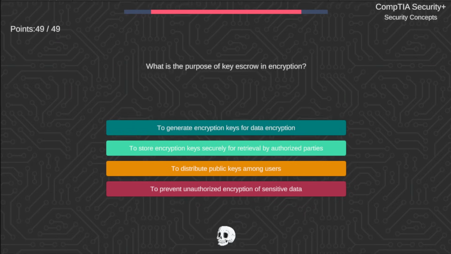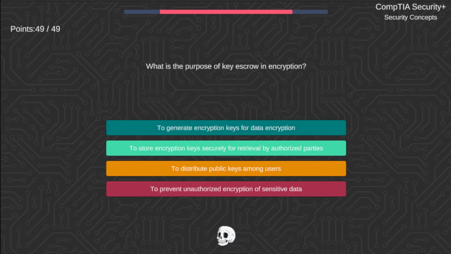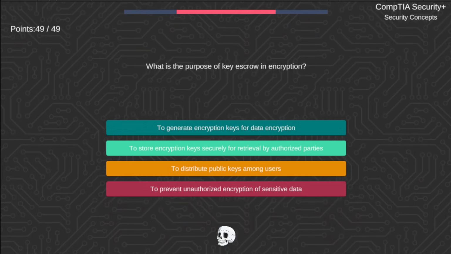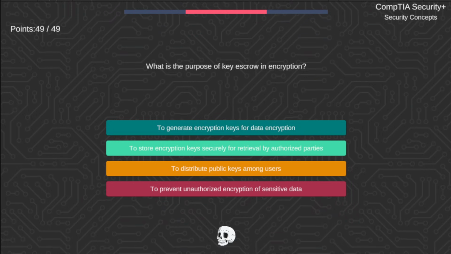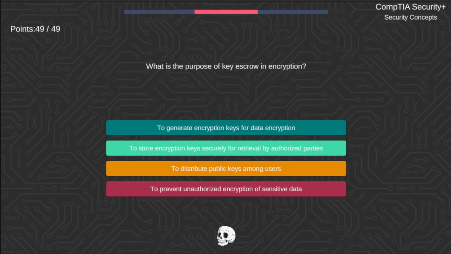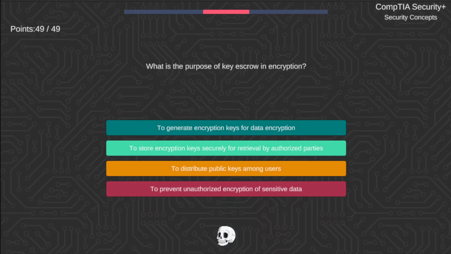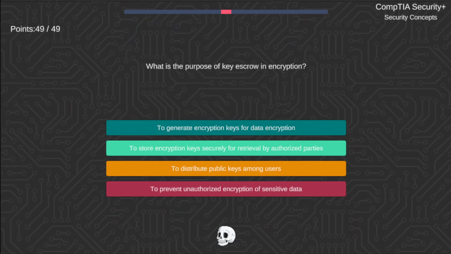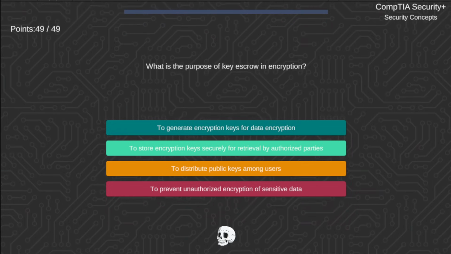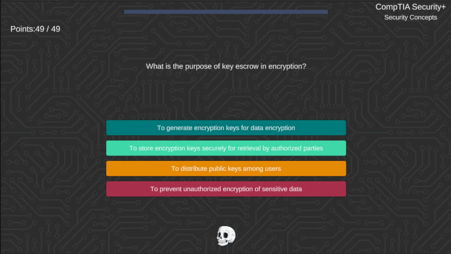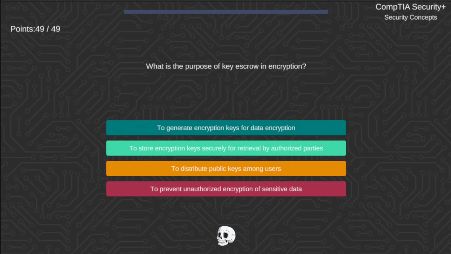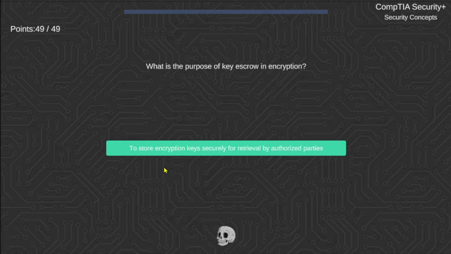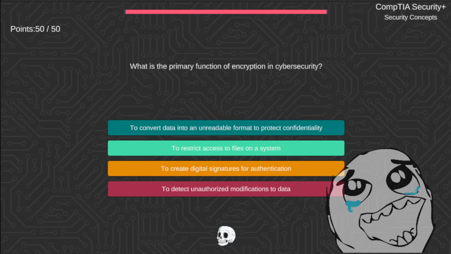It absolutely does help. What is the purpose of key escrow in encryption? To generate encryption keys for data encryption, to store encryption keys securely for retrieval by authorized parties, to distribute public keys among users, or to prevent unauthorized encryption of sensitive data. The purpose of key escrow in encryption. And you can also think about how regular escrow services, where they hold money, is very similar to key escrow. So, to store encryption keys securely for retrieval by authorized parties.